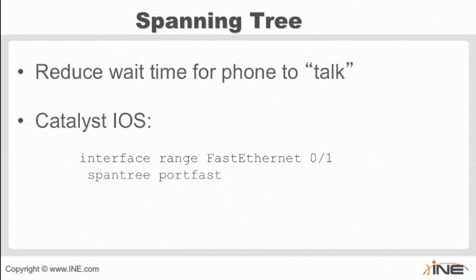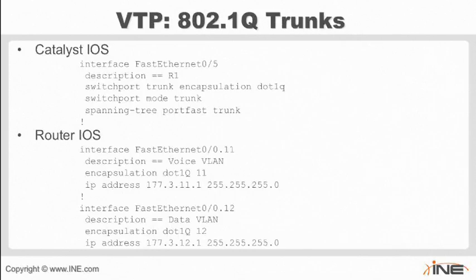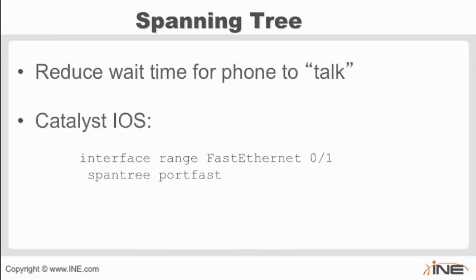Okay, looking at spanning tree, how this applies to the voice lab is basically in reducing the wait time for the phone to be able to talk or send traffic. Catalyst IOS, simply for the phone ports, spanning-tree portfast. We noted a couple slides back that for trunks, if we want, we can do spanning-tree portfast trunk. And essentially what this is saying is don't wait for the blocking, learning, listening, forwarding mode.